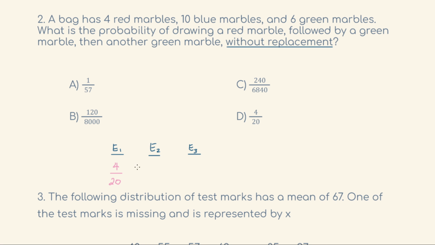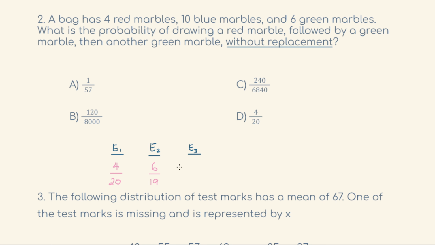Now, let's look at the second event here. We want to know the probability of pulling out a green marble. So how many green marbles are left in the bag after I've pulled out the red marble? Well, since I haven't touched any green marbles yet, there should still be 6 green marbles in that bag. But how many marbles are left now in that bag? Well, I've already drawn the red marble, one of my 4 red marbles. So instead of 20 marbles in total, there's now only 19 marbles left.